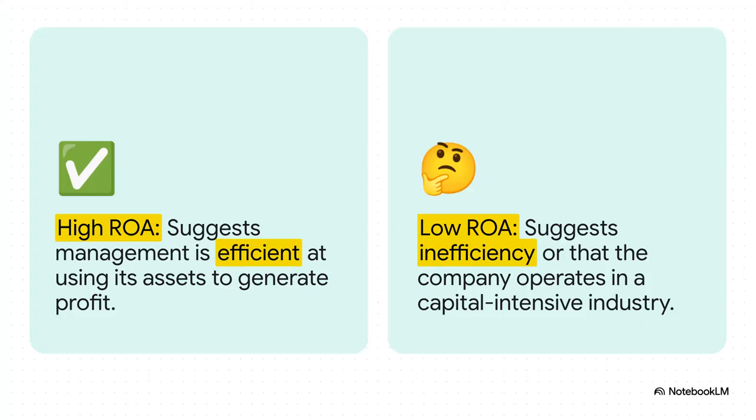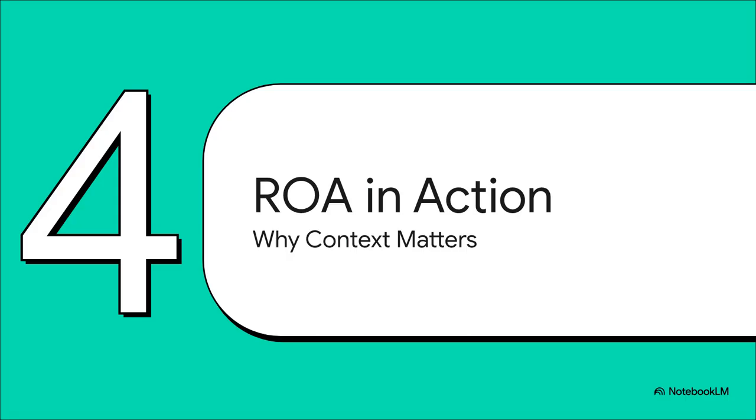Now, as a rule of thumb, a higher ROA is almost always better. It suggests the management team is really efficient. A low ROA, on the other hand, might be a red flag for inefficiency. But, and this is a big but, it could also just mean the company is in a business that requires a ton of assets to begin with, like a heavy manufacturing or an airline company. And that brings us to where ROA really shines, when you use it to compare companies. Let's look at a quick scenario that shows you exactly why looking at just profits can be so misleading.